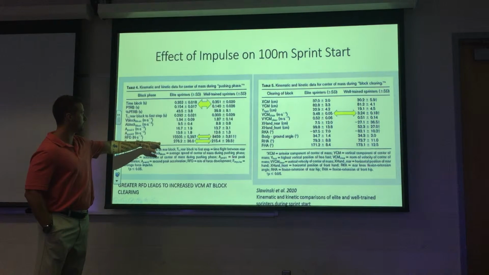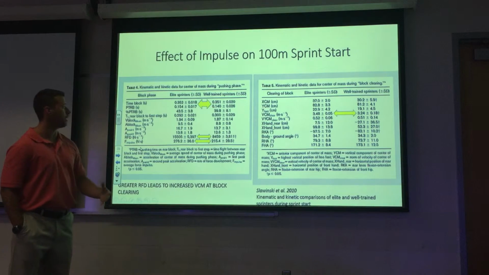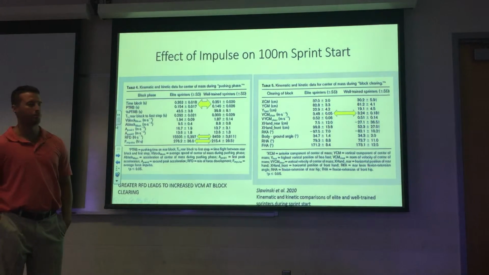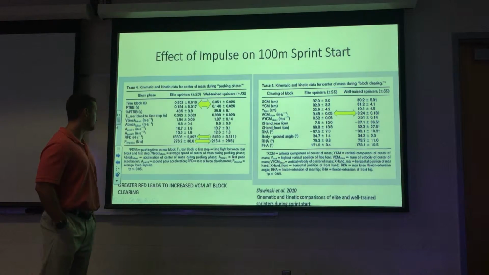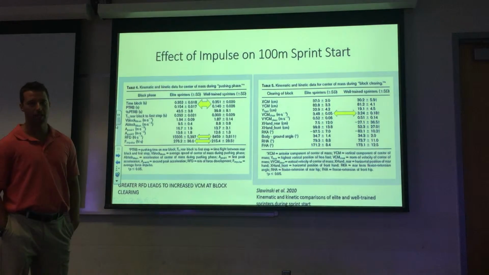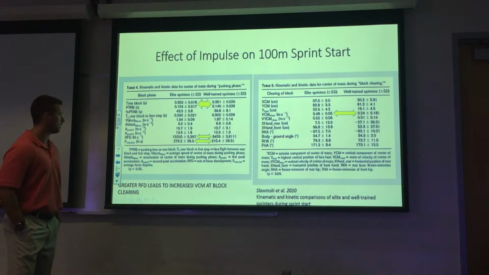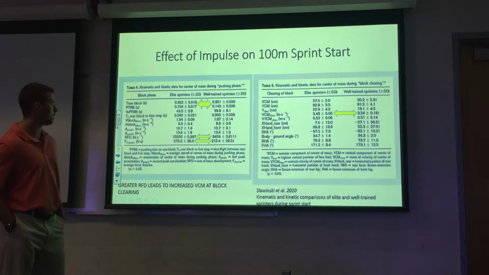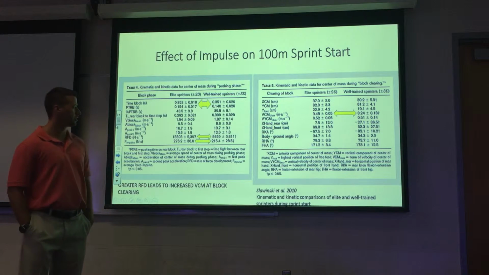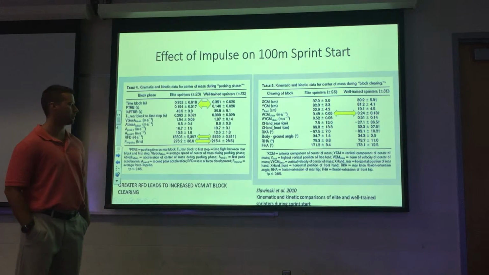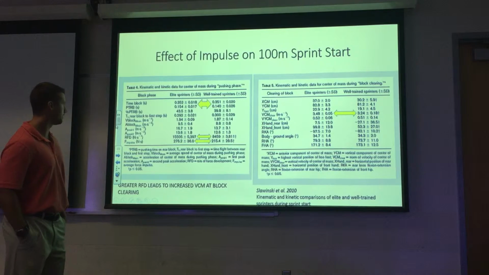We have rate of force development. Rate of force development is almost double for elite sprinters compared to well-trained sprinters. So that is very important. It's 15,000 Newton seconds to almost 8,500 Newton seconds. So very big difference there. If we look at force, impulse is also statistically significantly greater in elite sprinters compared to well-trained sprinters. So that's also a significant finding.